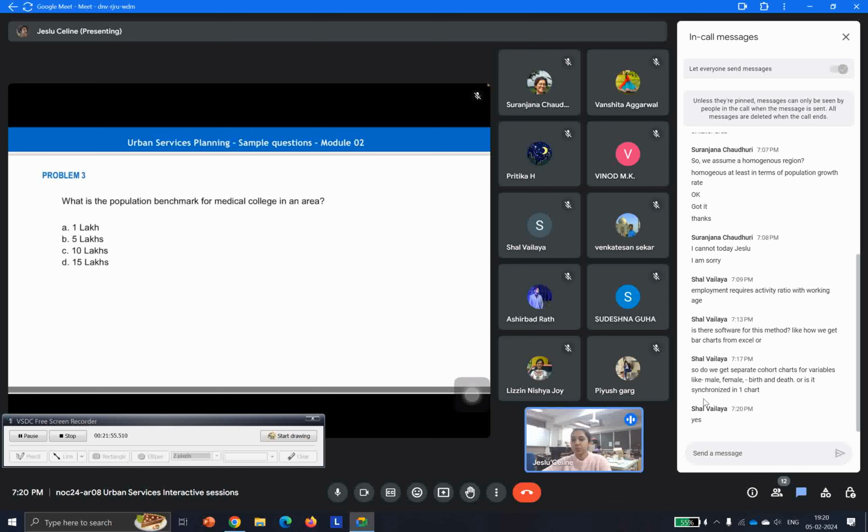Okay, so we are proceeding on to the next question, which is problem 3. What is the population benchmark for a medical college in an area? Option A, 1 lakh. Option B, 5 lakhs. Option C, 10 lakhs. And option D, 15 lakhs.